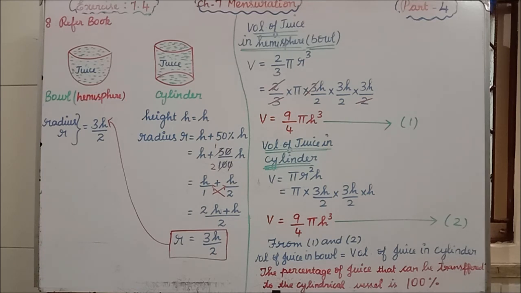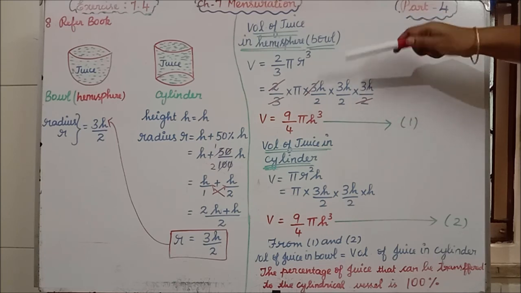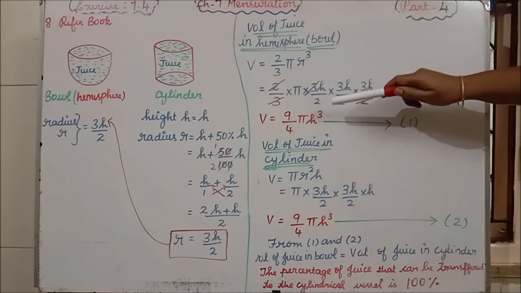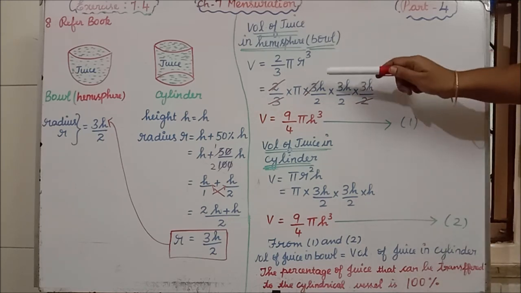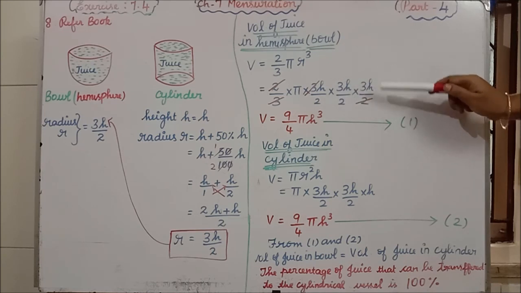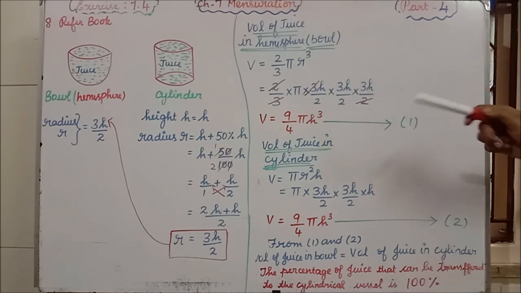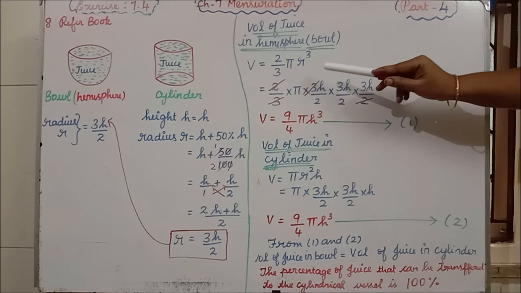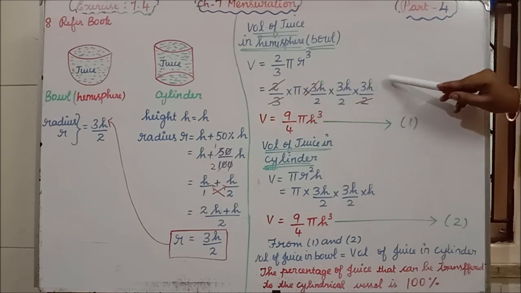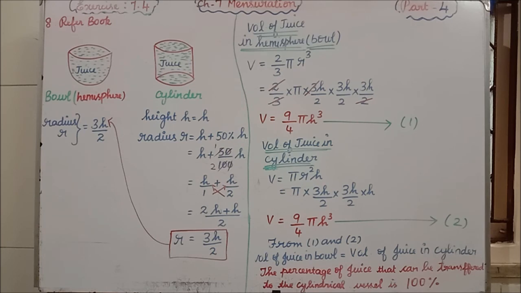So, the volume of the hemisphere formula is what? 2 by 3 pi r cube. So 2 by 3 pi into r. The radius of the hemisphere is what? 3h by 2, cubed. So 3h by 2 into 3h by 2 into 3h by 2. I am cancelling 2 as well as 3. What is left in the numerator? 3 3s are 9, then pi. h into h into h is h cube. Divided by, in the denominator, 2 into 2 into 2 is... 4 is what we have written. So that is the volume of juice in the hemisphere. Mark that as equation 1.